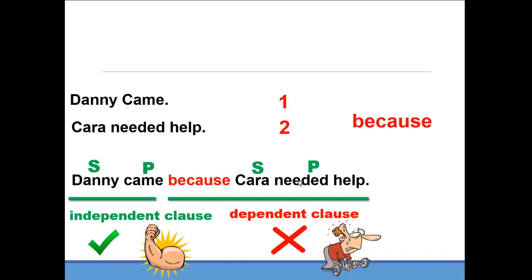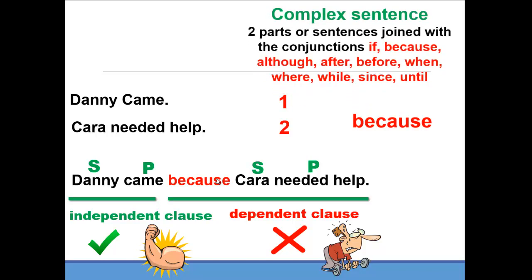Excellent. As you may see here, the dependent clause begins with the subordinating conjunction. So please remember that the dependent clause begins with the subordinating conjunction. Both parts of the sentence make up the complex sentence. The two parts are joined with the subordinating conjunction. Excellent.